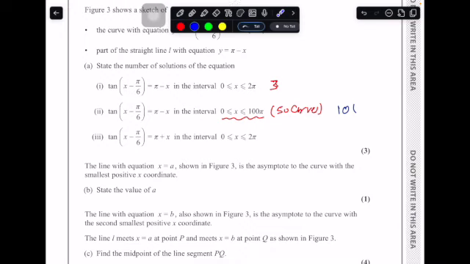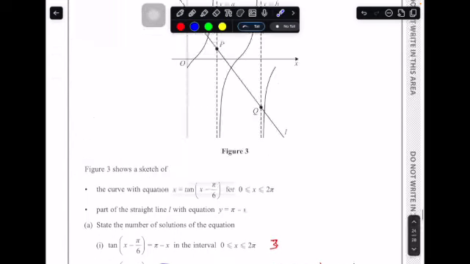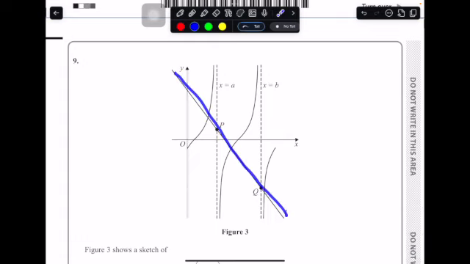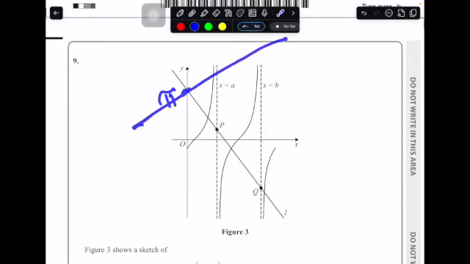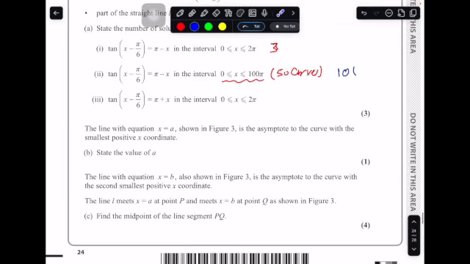The last one is tan(x minus pi over 6) equals pi minus x. What made the line go down? Because the gradient is negative. With pi minus x, pi is the point of intersection with the y-axis. Do it like this. How many points of intersection can you see here? 1, then 2. It is from 0 to 2 pi, so there is no repetition. How many solutions? Here we have 2 solutions only, or 2 possible points of intersection.